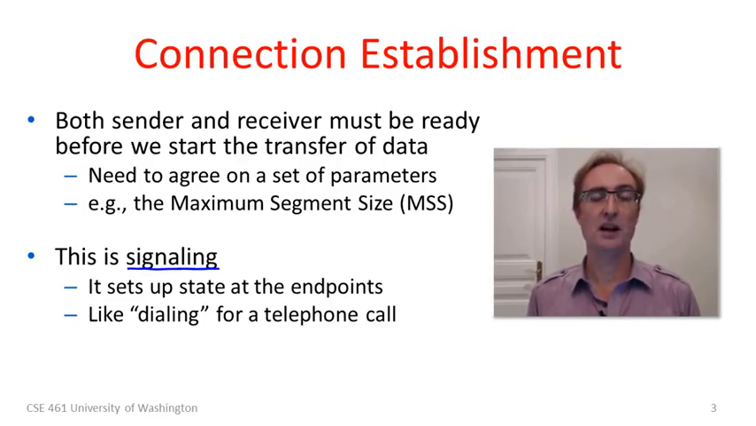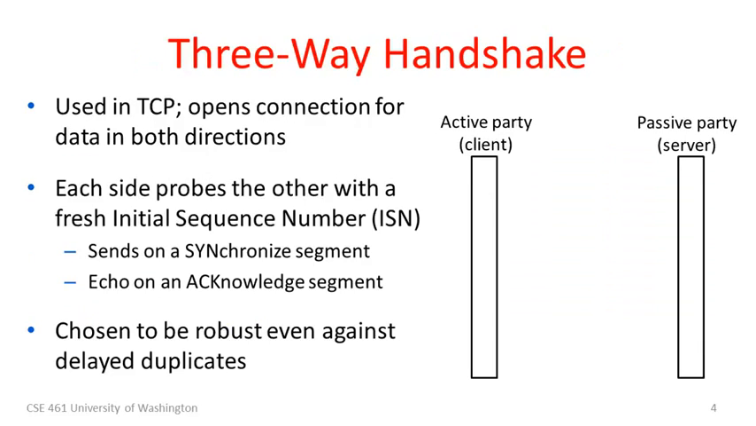You could think of it as analogous to dialing in the telephone network before you have a conversation and actually transfer the data. In TCP, a connection is established with what is known as the three-way handshake. This is a fairly common term that you'll hear about, the three-way handshake. It sets up a connection between an active party that's initiating it, typically the client, and a passive party, we'll call that the server, and it opens the connection for data transfer in both directions.